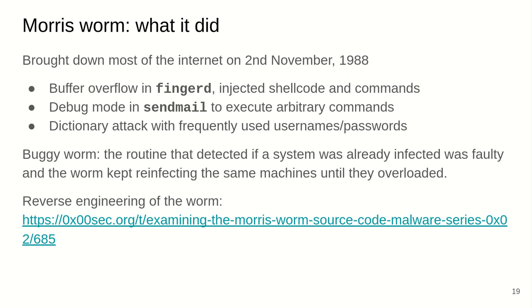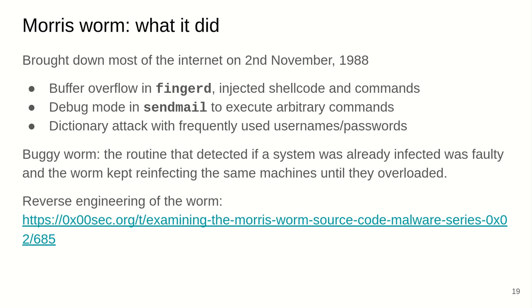Oddly, or unfortunately, the worm itself was buggy. Whenever it infected a system, the worm was supposed to detect, hey, I've already infected that system, so I'm just going to leave it alone and continue attacking other systems. But this detection routine was actually faulty, and so the worm kept reinfecting the same system again and again until it used up all the resources and the system crashed. If you're interested in knowing more about the Morris worm and reading through its source code, I do encourage you to go read through the source code on this blog post, which is extremely interesting.